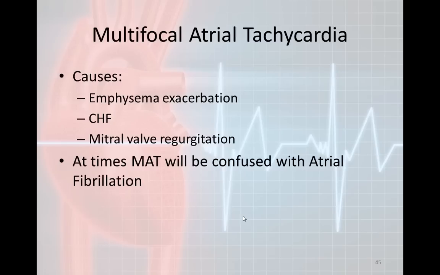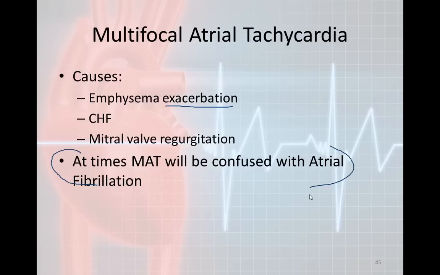Some causes: emphysema exacerbation, whenever somebody has a history of emphysema and the exacerbation is just an acute exacerbation, gets a little bit worse for a little while, that kind of stuff. Congestive heart failure, mitral valve regurgitation. There is one thing that you need to remember, and this is very important, and a lot of people forget this. At times, multifocal atrial tachycardia can be very easily confused with atrial fibrillation. I've had a lot of students throughout the years look at an atrial fib and try to find P waves and go, oh, this is multifocal atrial tach, when in reality it's only atrial fib.